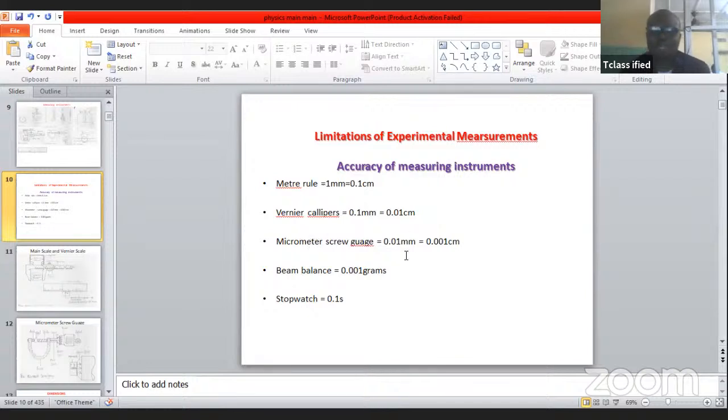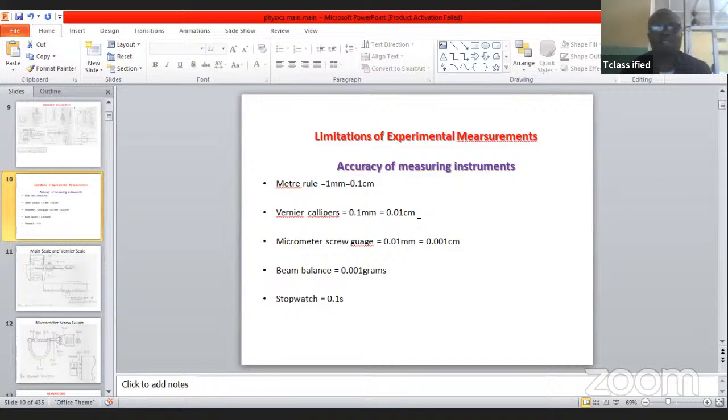Micrometer screw gauge has the highest accuracy. You can see where it is, 0.01. Meter rule is the least accurate, or you use it in measuring bigger lengths. The micrometer screw gauge has the most minimal length that you can measure to an accuracy. So you have here 1 millimeter, here 0.1 and 0.01. And if you're checking it in cm, it's going to be 0.1 cm, 0.01 cm, and 0.001 cm.